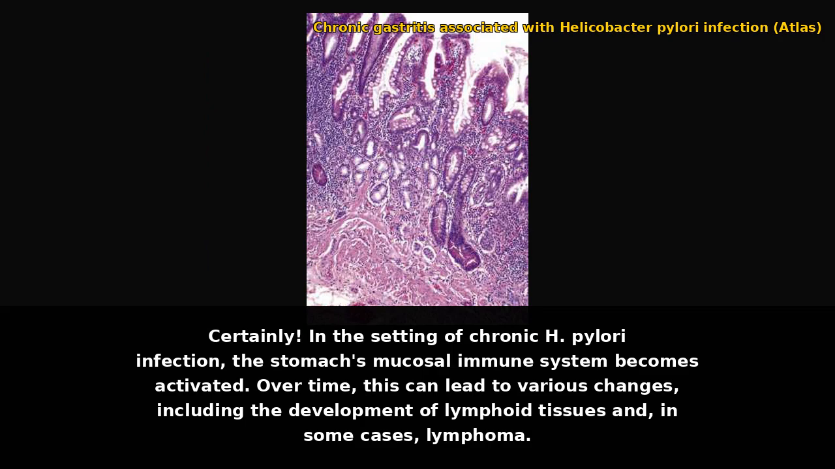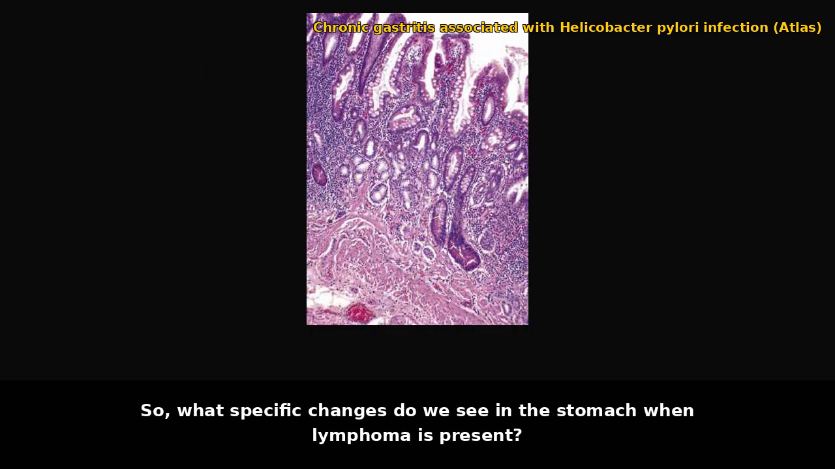Certainly. In the setting of chronic H. pylori infection, the stomach's mucosal immune system becomes activated. Over time, this can lead to various changes, including the development of lymphoid tissues and, in some cases, lymphoma. So, what specific changes do we see in the stomach when lymphoma is present?